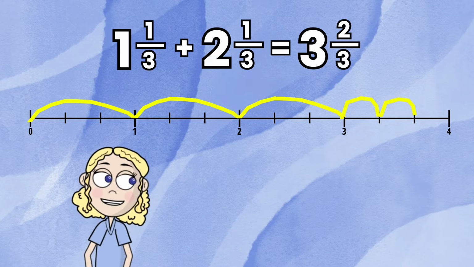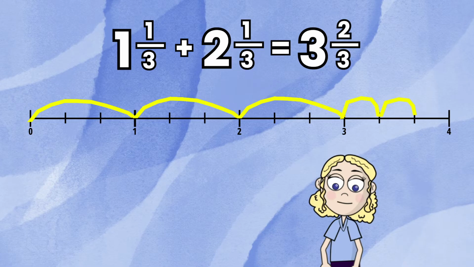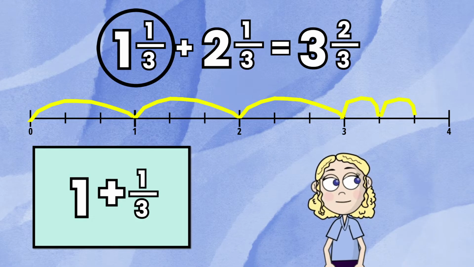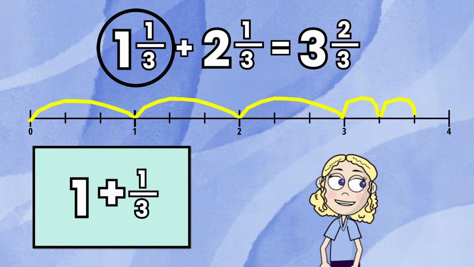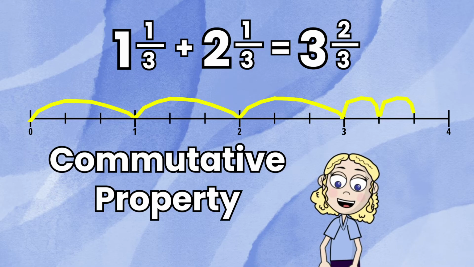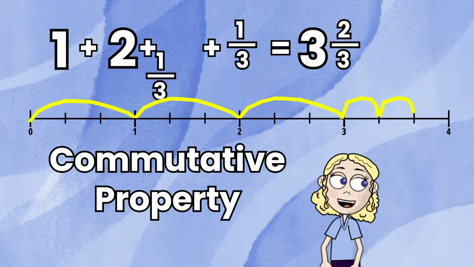Are you not sure what mixed numbers are? Make sure you check out our other video that goes over all of the basics of mixed numbers. In our mixed numbers video, we discussed how a mixed number is a whole number and a fraction added together. This is important to remember because when we add, we will apply the commutative property, which means we can add numbers in any order and get the same sum.